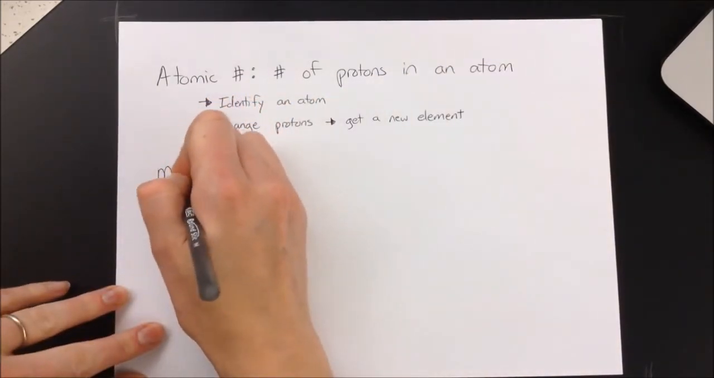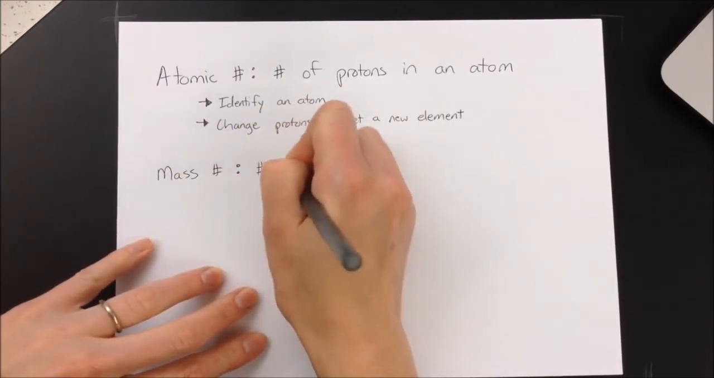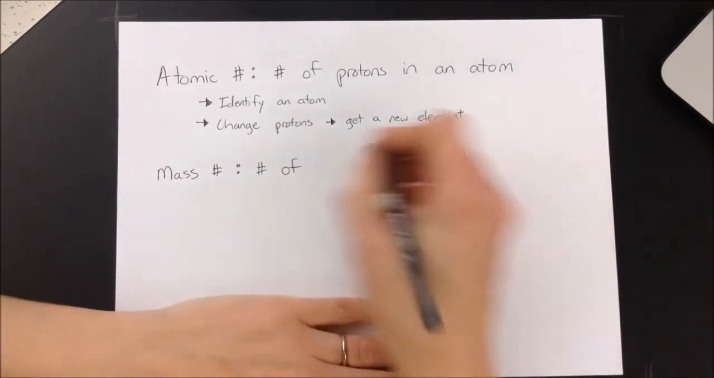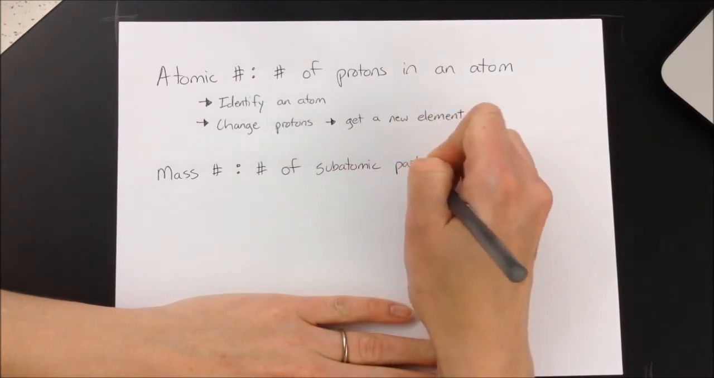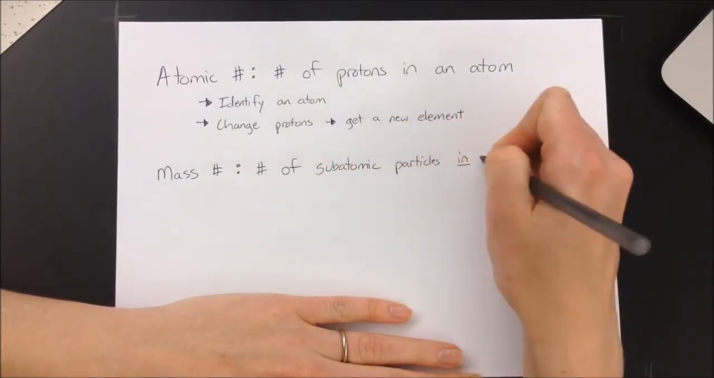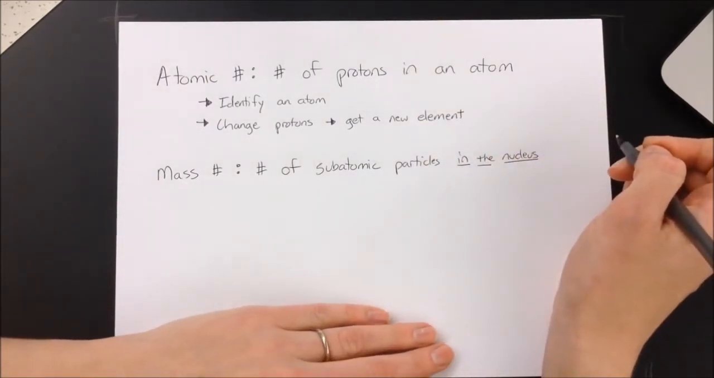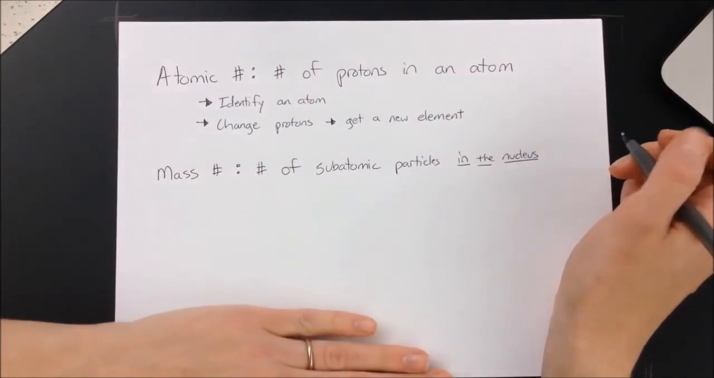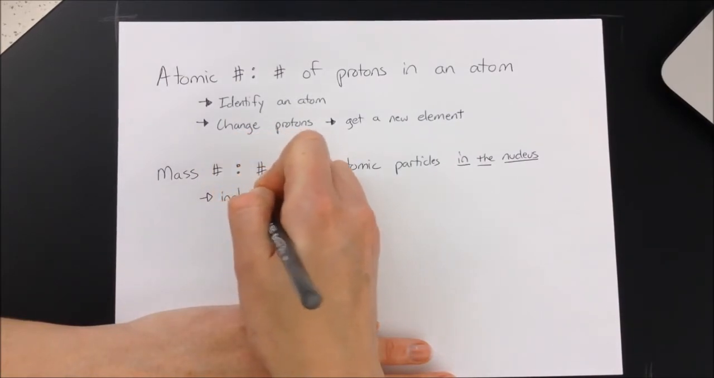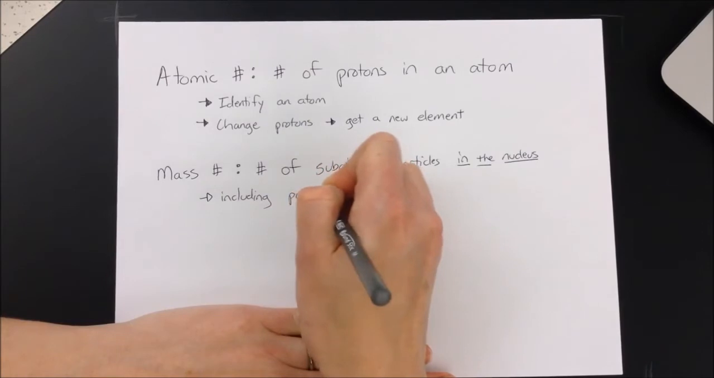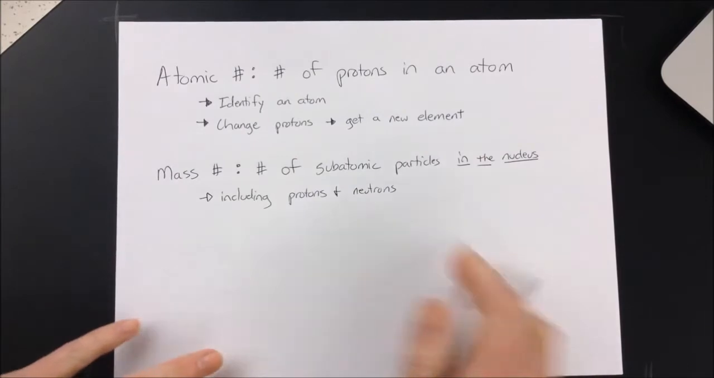When you look at the mass number, that one's a slightly different thing. That is the number of, and remember, protons, neutrons, and electrons are called subatomic particles. So it's the number of subatomic particles that are in the nucleus. So that really doesn't mean a whole lot, except that it does not include electrons. So another way to write this is that we're including protons and neutrons. Protons and neutrons make up the mass number.